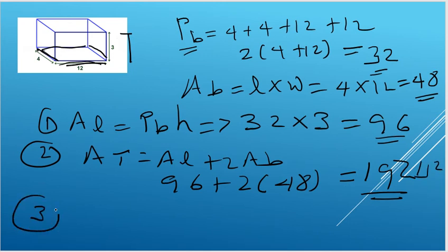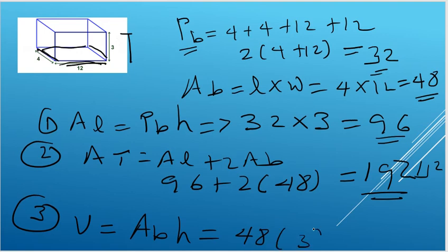And the third one, we need to find the volume. The volume means area base times height. So the area base is 48, then multiply by 3. When you multiply 3 times 8 will be 24, and 3 times 4 is 12. 12 plus 2 will be 14. That is unit cube. That is a volume.